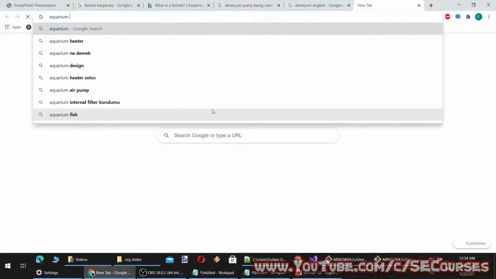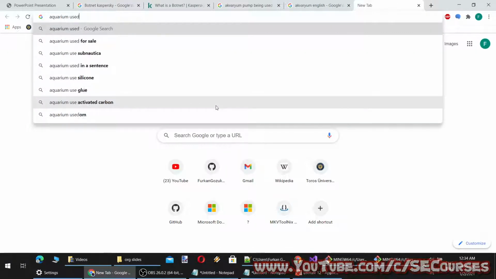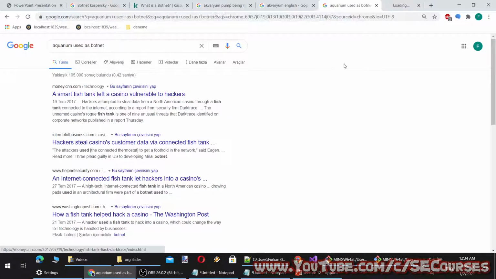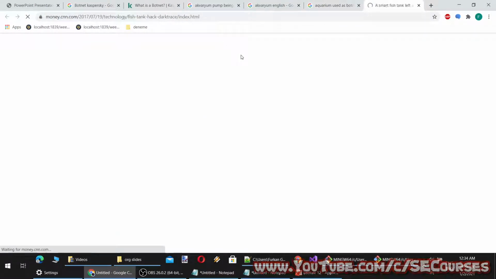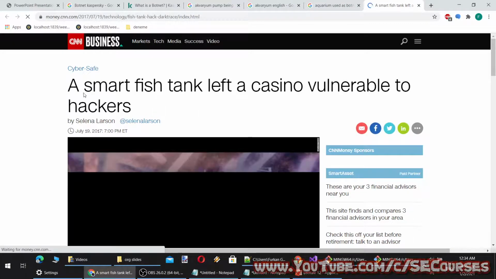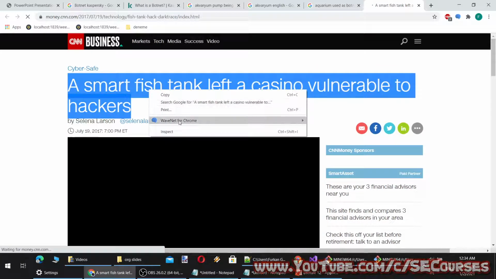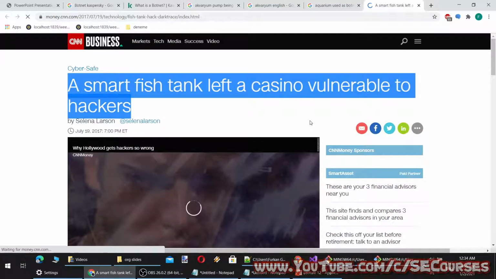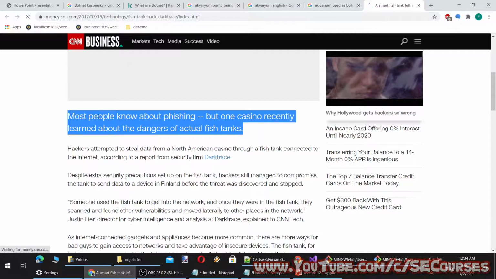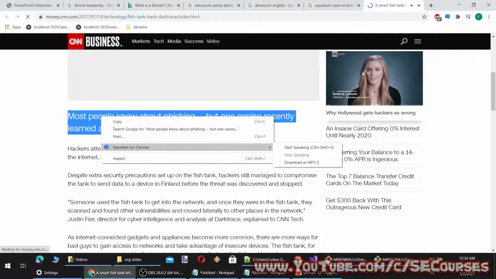Okay. Aquarium use it as botnet. Okay, here is the news that I have read about this. A smart fish tank left a casino vulnerable to hackers. When you hear the word hacker, what do you see?